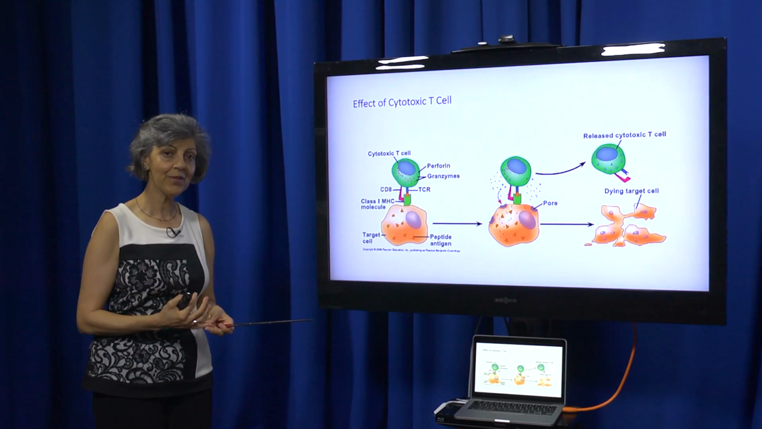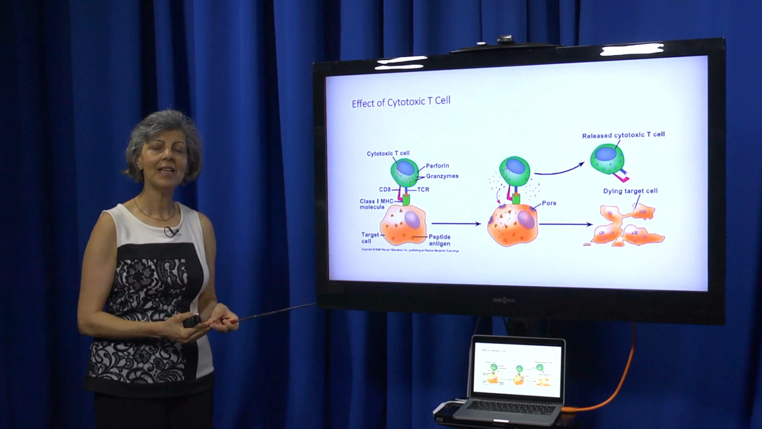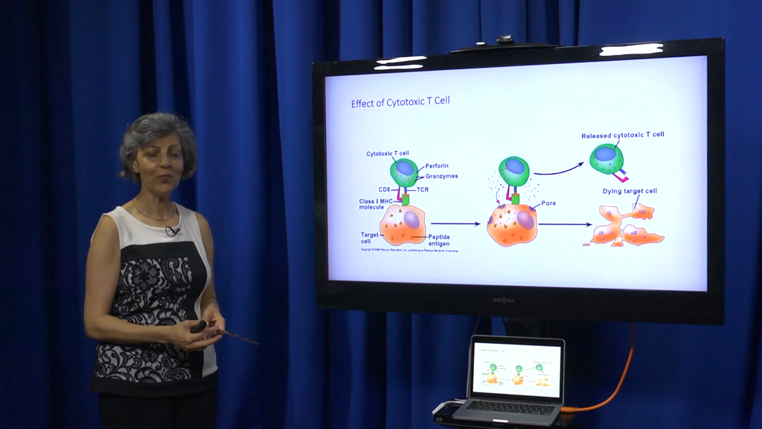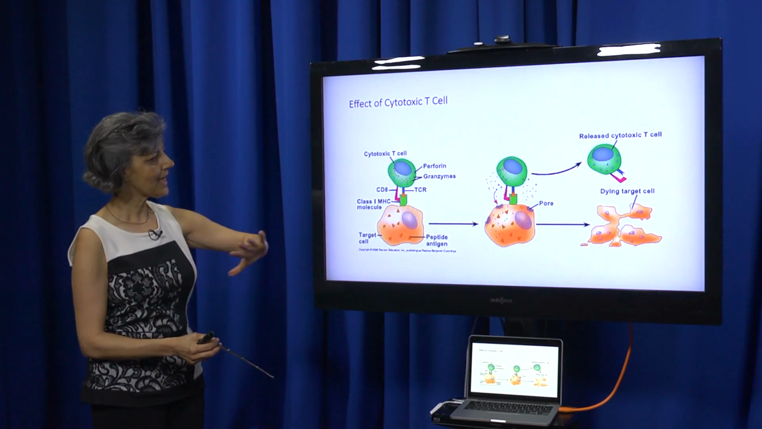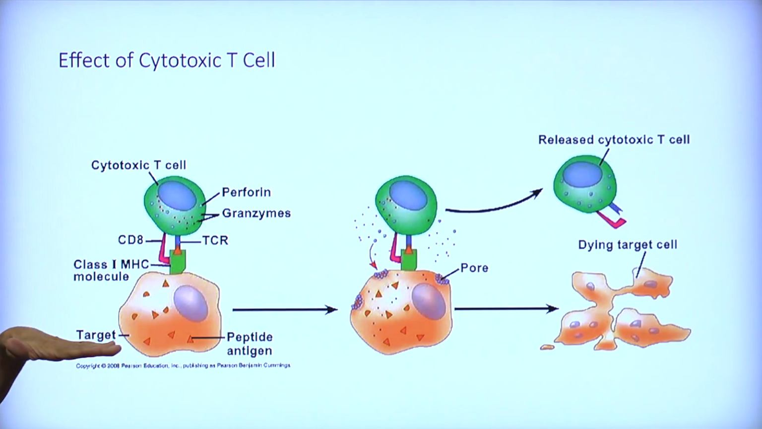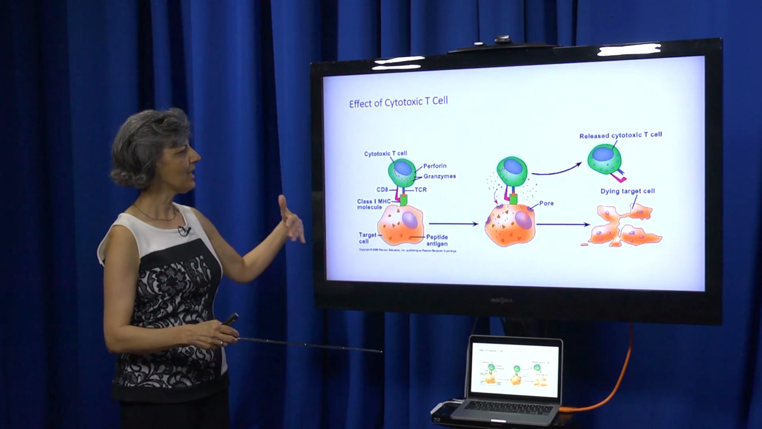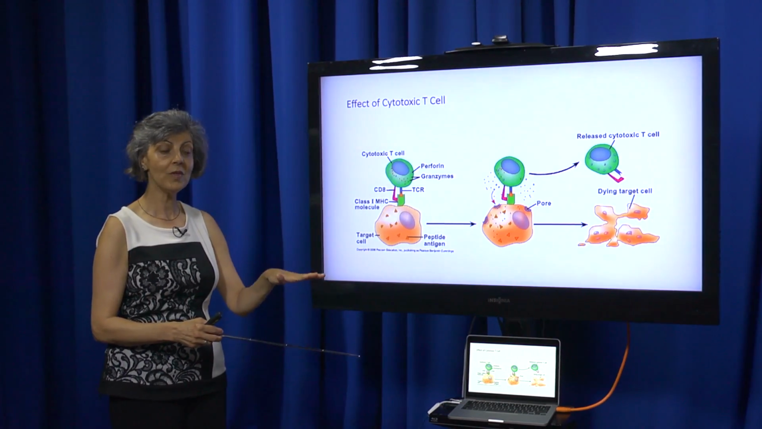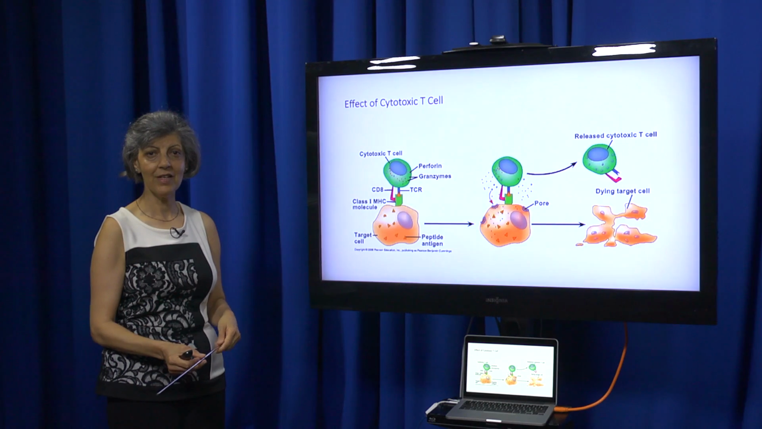So we spoke about the helper T, the cytotoxic T, the memory T. The last T cell we're going to talk about is the regulatory T cell. What does the regulatory T cell do? It regulates the function of the immune system. Once the attack is complete, once we destroy the antigens, the regulatory T cell tells the immune system the war is over, there's no more activity, we don't have to keep launching the effect. So it prevents the immune system from overreacting. This is the function of the regulatory T.